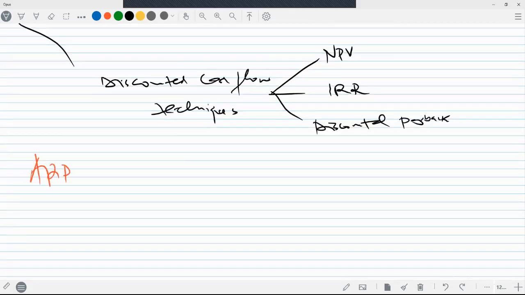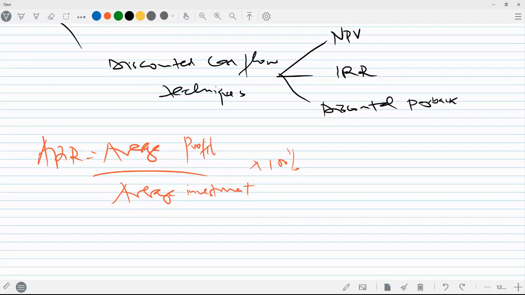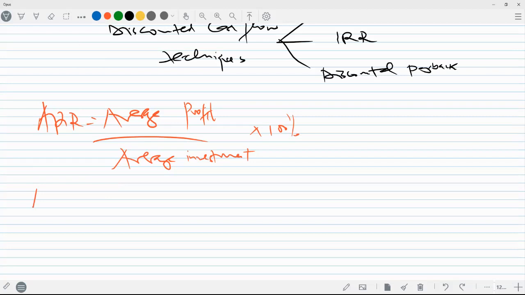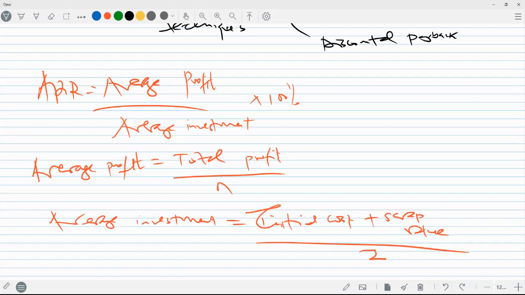Then the accounting rate of return, the ARR, is the average profit divided by the average investment, because we express it as a percent. Average profit is equal to the total profit received over the entire project life, divided by the number of years. Average investment is equal to the initial cost of the project plus the scrap value, divided by 2. That's on the ARR.